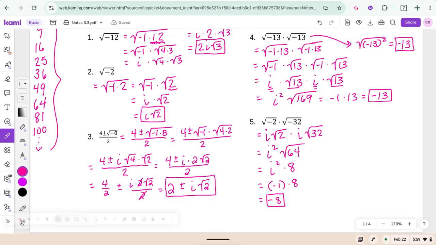So again, if you're solving problems like this, for example, when you're doing problem number 2, you might just know that, okay, that's just going to be i times the square root of 2. You don't necessarily need to show all of those steps, but I did want to at least walk you through the process of why these will turn out the way that they do.